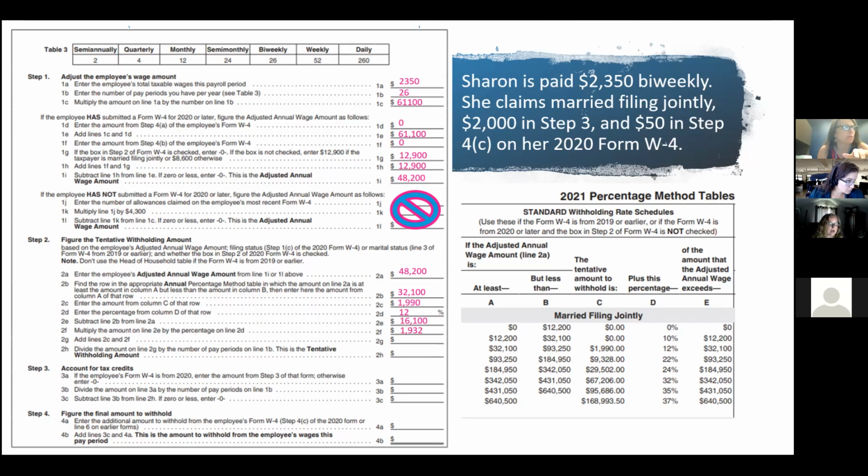And then we're going to add lines 2C and 2F. So we get $3,922. We are then going to divide that amount. Again, we're talking about a per pay period amount versus an annual amount. So we took our per pay period, we annualized it. Now we have our annual amount that we should withhold. Now we need to take it back down to a per pay period amount. So we're going to take that 3,922 and divide by 26 pay periods, and we should withhold $1,050.84.